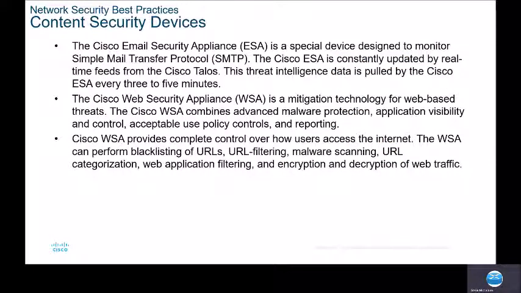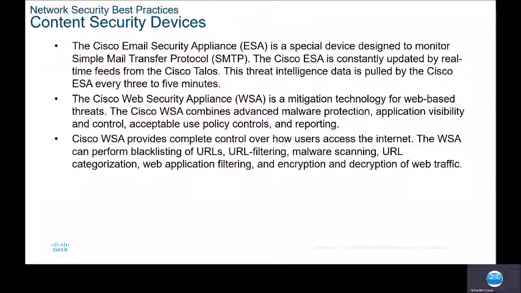All right, so you've got ESA, which is the email security appliance, and you've also got WSA, which is the web security appliance. ESA is a special device designed to monitor Simple Mail Transfer Protocol. It's constantly updated by real-time feeds from Cisco Talos, which is their security center. The threat intelligence data is pulled by the Cisco ESA every 3 to 5 minutes.